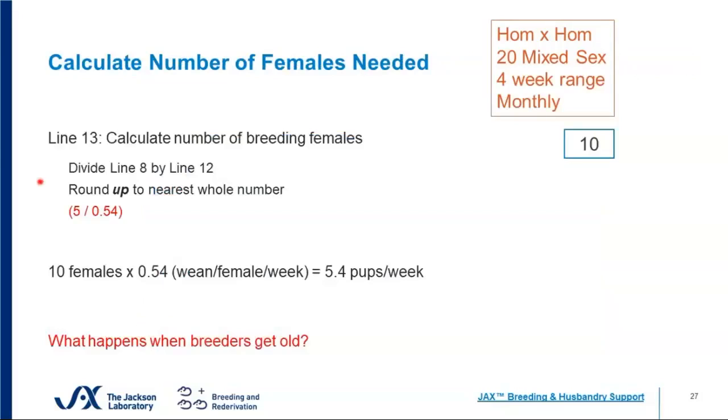So we calculate the number of breeding females then in line 13 by dividing the number of mice pups we need every week by our breeding performance, the wean per female per week. And then we round up to the nearest whole number. That'll give us 10. And you can always come back and recalculate.